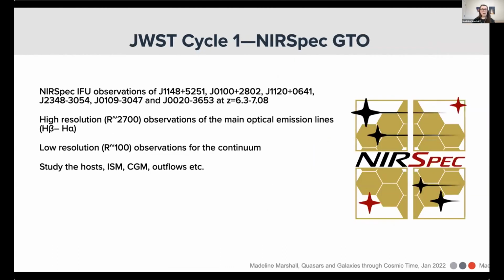Now, finally, and maybe most excitingly, is the NIRSpec GTO program that I'm involved with. And with this, we're looking at 6 high redshift quasars, and we're getting both high resolution spectra to look at the optical emission lines, and also low resolution IFU spectra to try and actually measure that quasar host continuum. And this will allow us to study both the hosts and ISM, CGM, and so on.